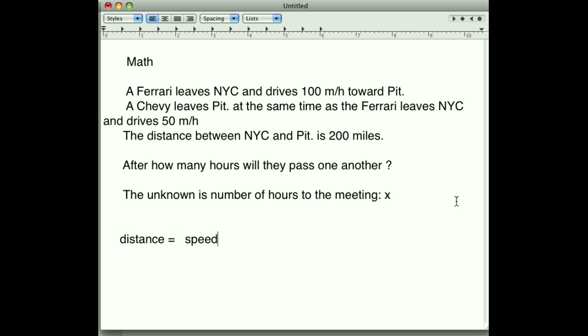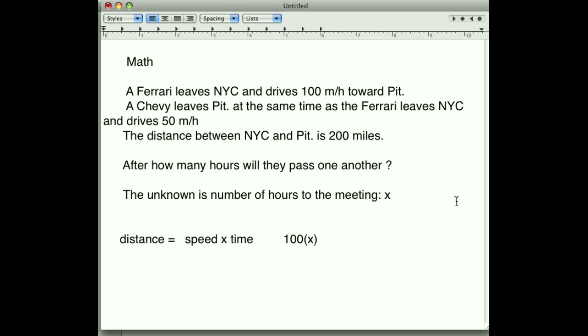Speed times time, right? So if, let's say, the speed is 100 and it's x hours, the distance is 100 times x.